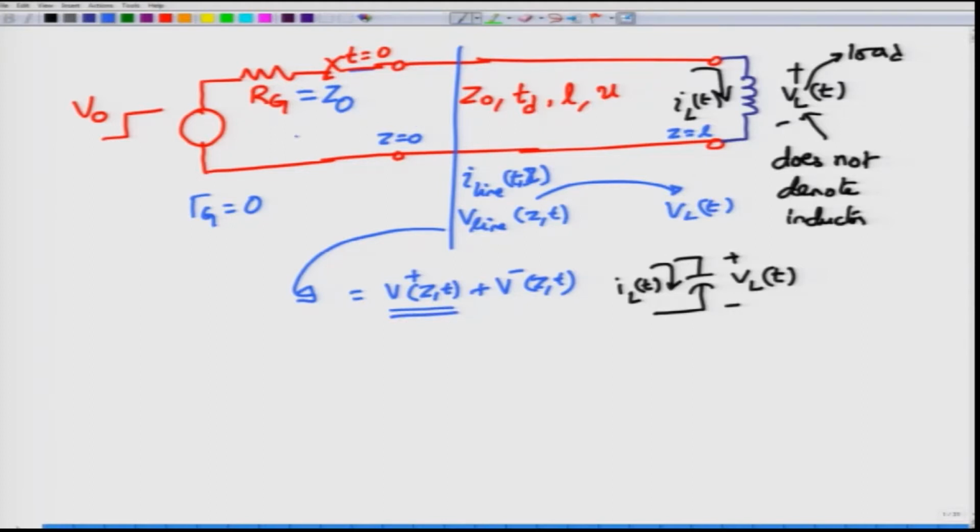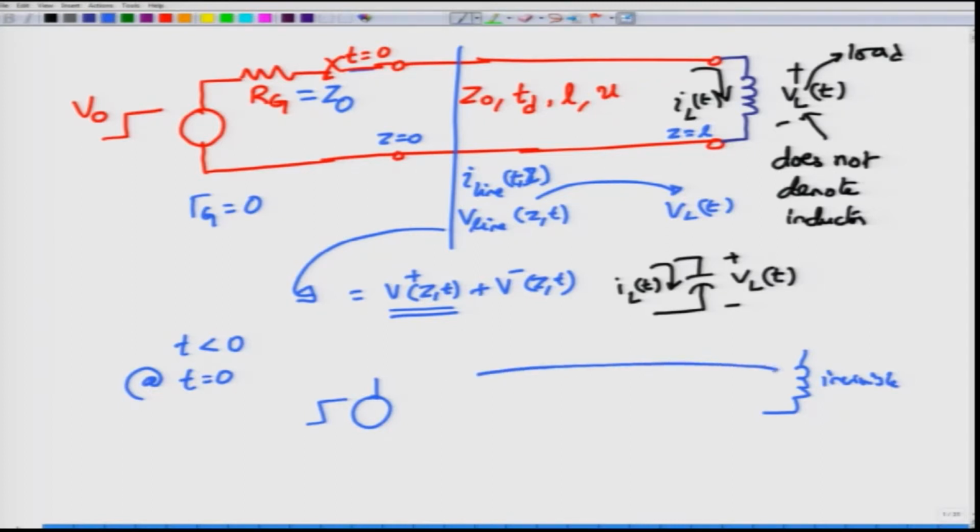Let us look at the circuit here. Before the switch is closed, that is for t less than 0, we assume that the entire circuit is not energized, which means there are no initial currents or no initial voltages at any point on the transmission line. So at t equal to 0, when we turn on the switch, the generator has still not seen the load here. The load is invisible to the generator. This is because this first incident voltage has to go, get reflected and then come back, right?